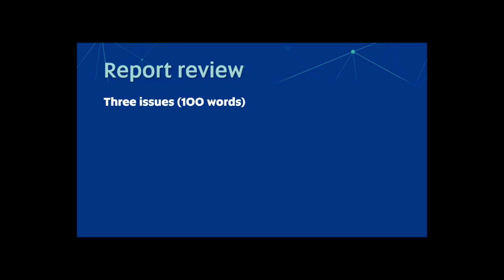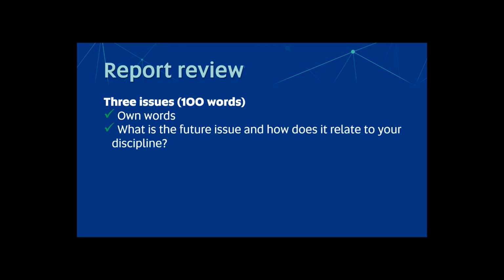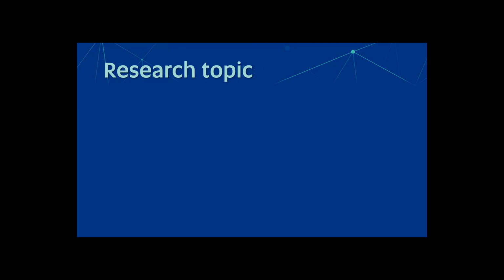The second part of the review is to identify 3 issues. Once again, you need to do that in your own words. You need to state the future issue and how it relates to your discipline. 100 words is not long, and it's really only 1 sentence per issue. Once again, please do not copy and paste and do not quote. It's really important to write this in your own words.